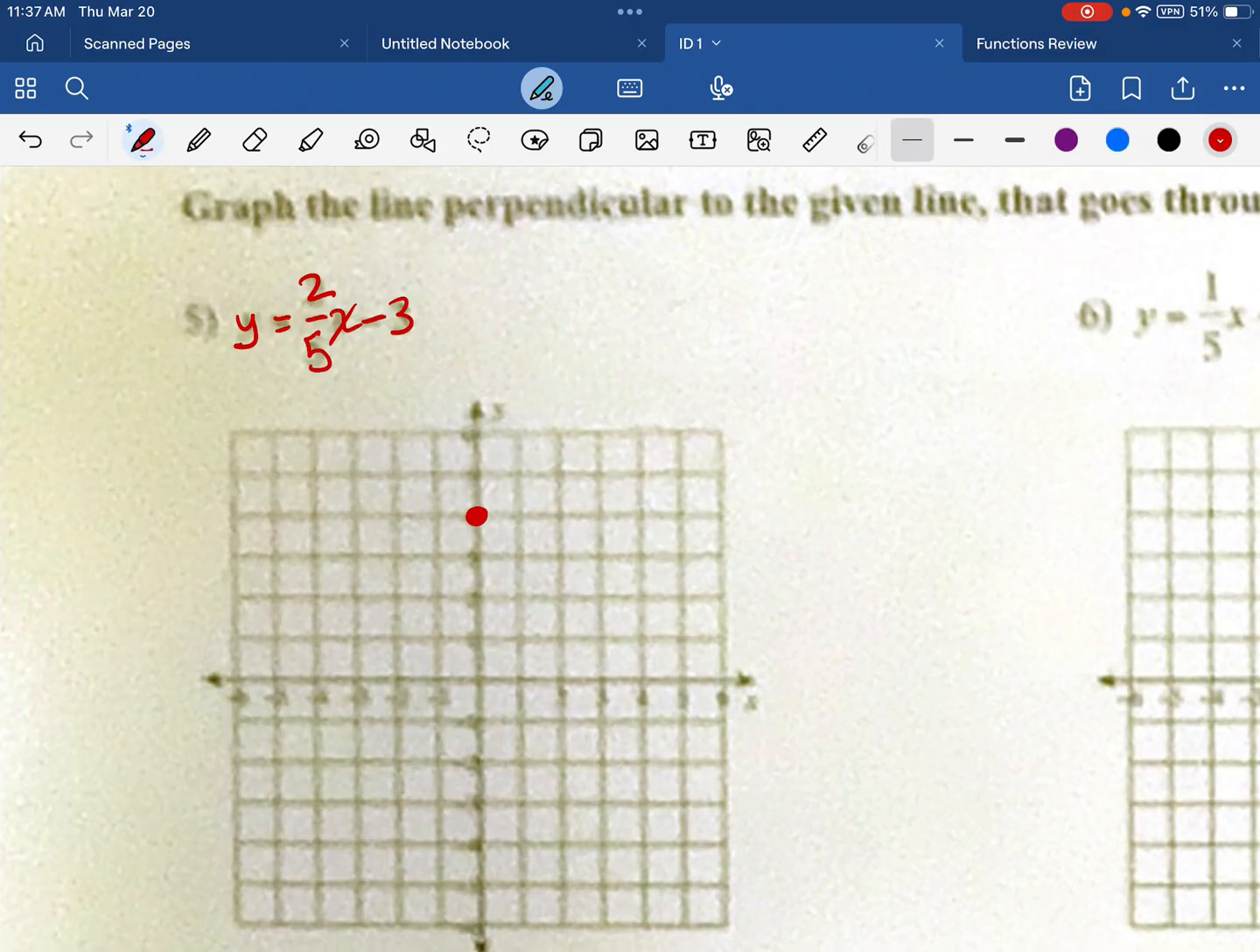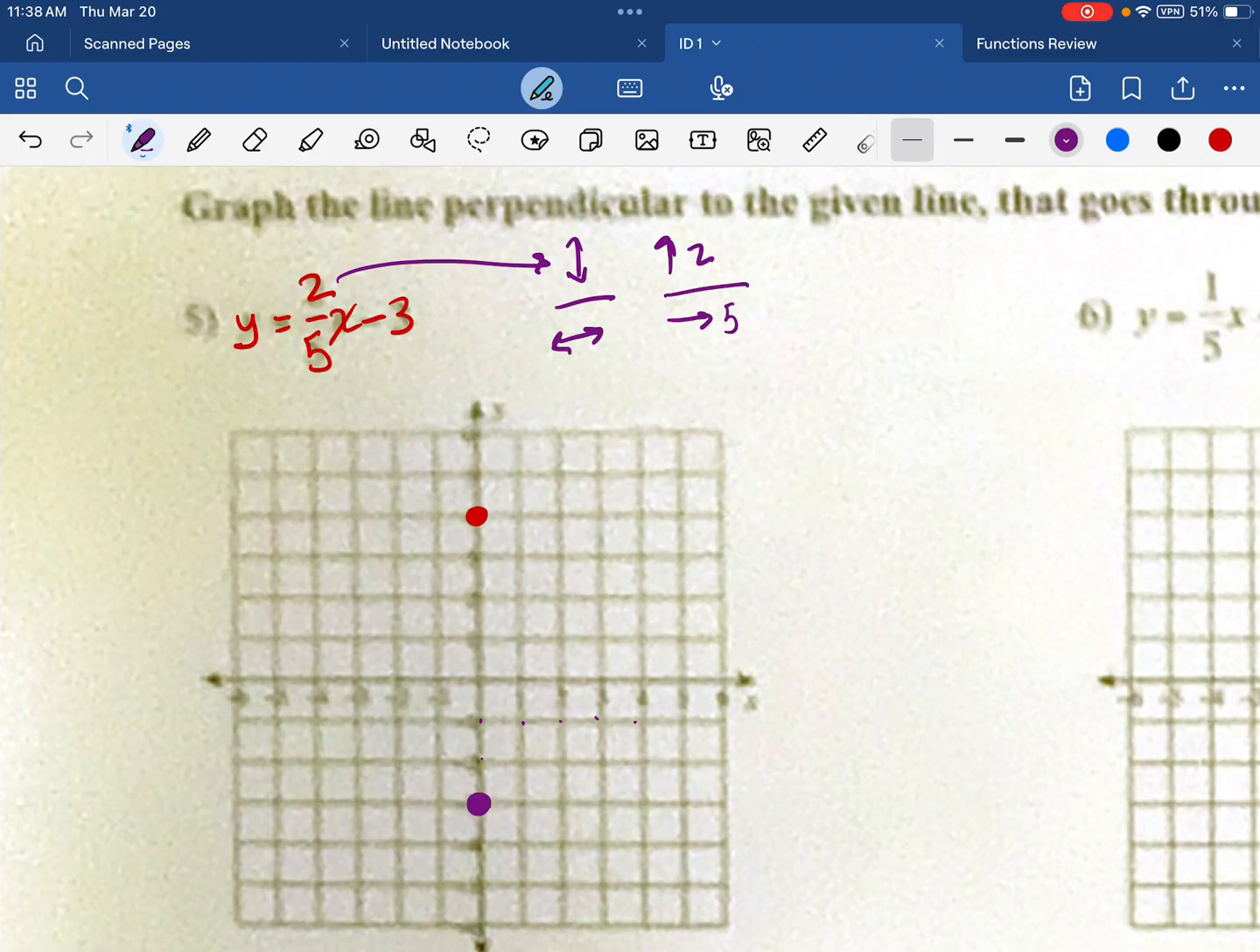I am going to start by graphing the given line here. Y equals mx plus b. B tells me my beginning point. It looks like I begin at -3. So I'm going to count down 1, 2, 3. If I look at my slope, it is 2 over 5. Remember, that's rise over run. So I'm going to go up 2 and right 5. Okay, so I'll go up 1, 2, right 1, 2, 3, 4, 5.